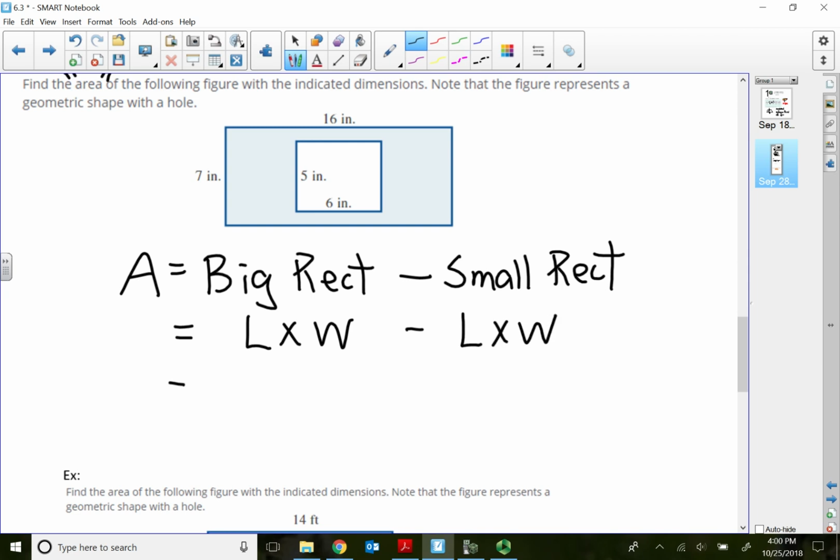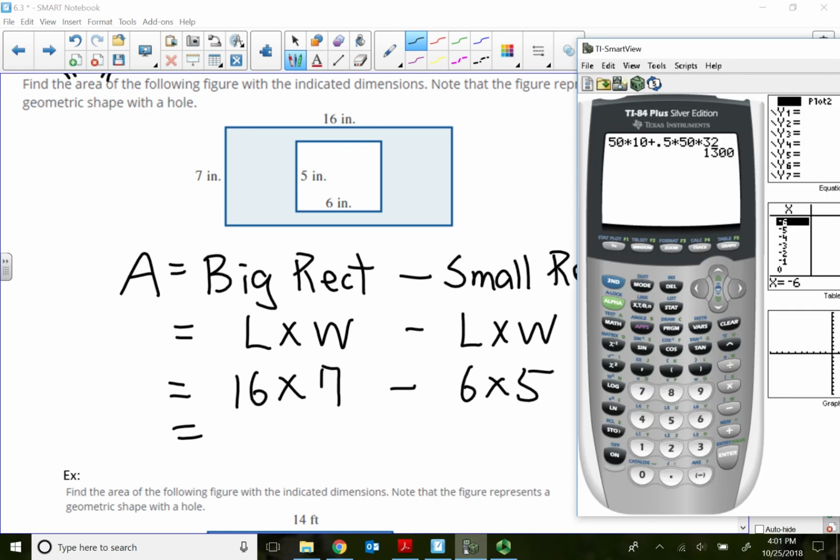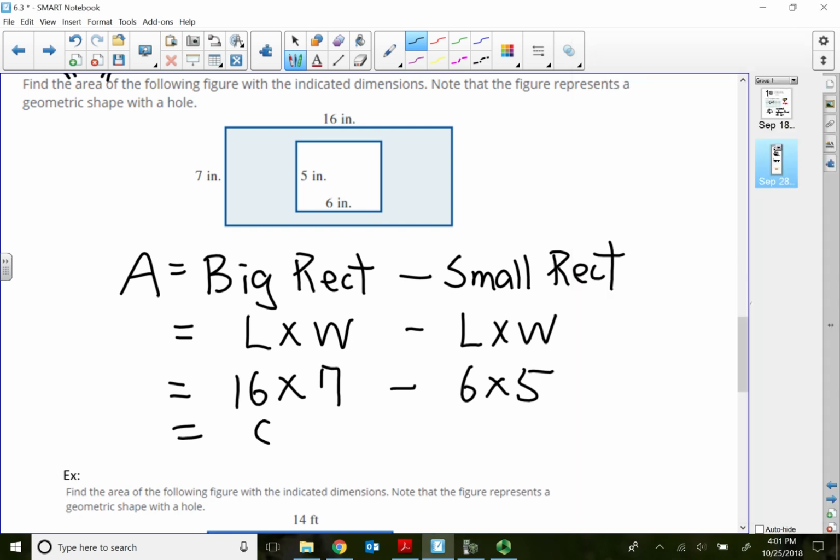All right, so let's see. Big rectangle, 16 inches long, 7 inches wide. So that's 16 times 7 minus the small one, 6 by 5, which we know is 30. So let's see what my dimension turned out to be. 16 times 7 minus 6 times 5, which is 30. So the rest of the area will be 82 square inches.